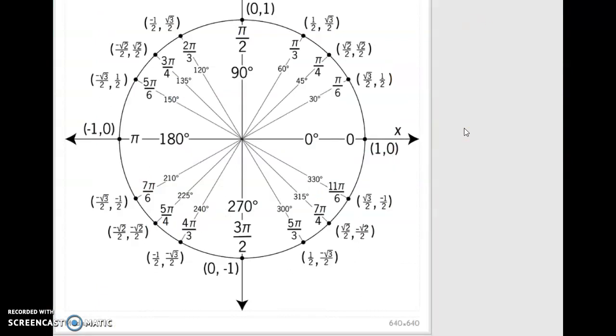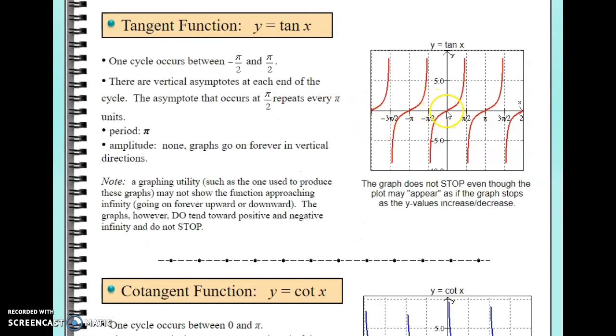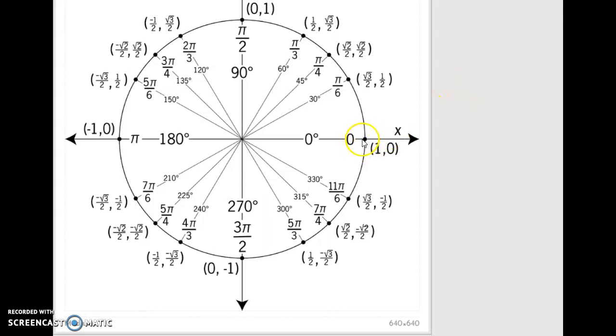Tangent, if you recall on the unit circle, is always the y-coordinate over the x-coordinate. So if we start at 0 radians or 0 degrees, our y-coordinate is 0 and our x is 1. 0 over 1 simplifies to 0. So that's why we have a point right here at the origin at 0, 0. If we continue around the unit circle, we don't have to plot anything that's not an integral point. So 1/2 over square root of 3 over 2 would not be an integral point.